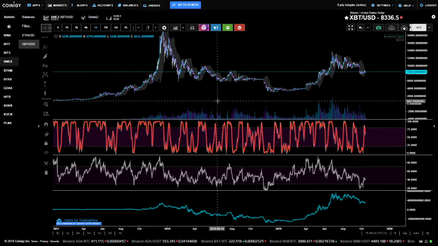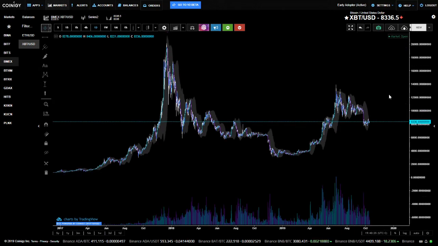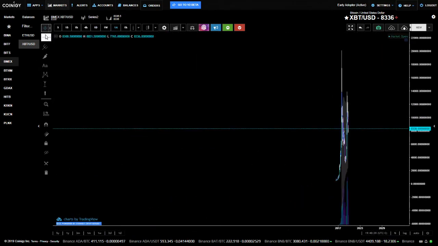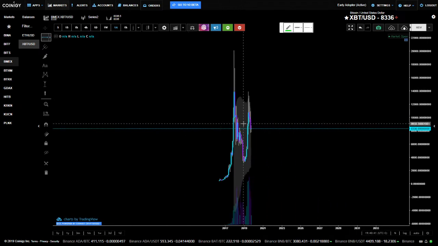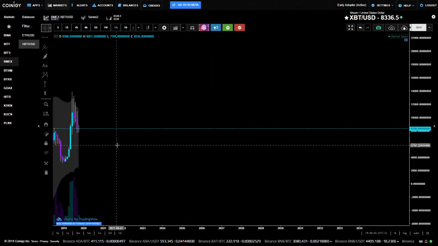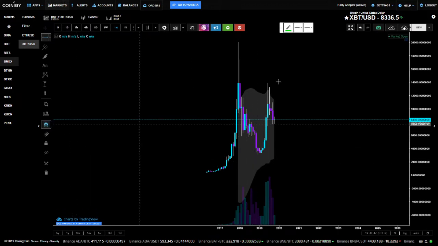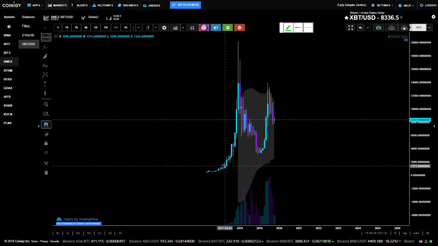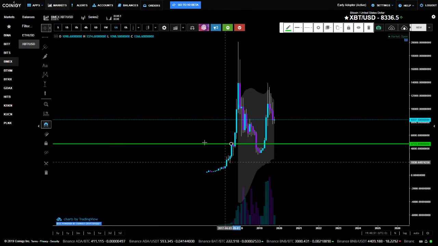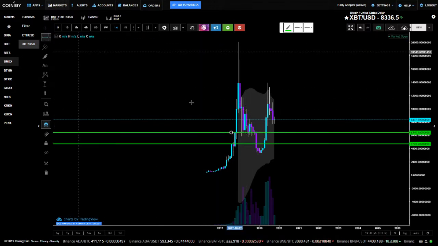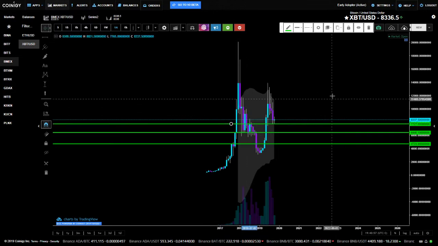So going to a monthly chart, in my opinion, with the Magnon, the three most relevant support resistances from a monthly are these three right here.